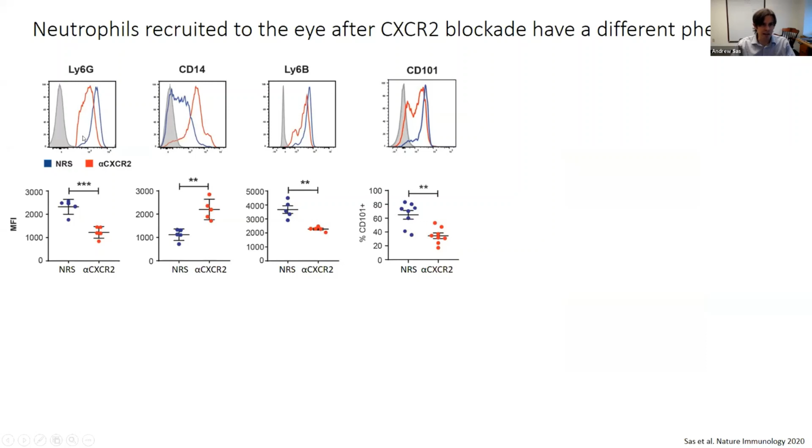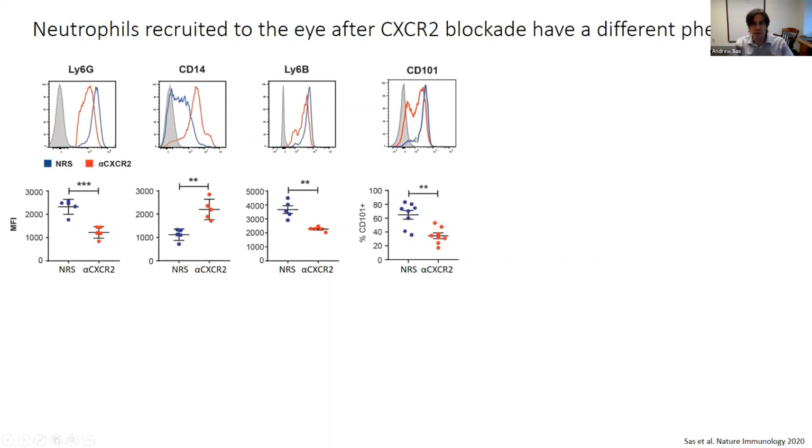We found that the neutrophils in the mice treated with the anti-CXCR2 had lower Ly6G expression. They expressed CD14, which is a toll-like receptor 4 co-receptor classically found on monocytes, not normally on neutrophils. But our immature-looking neutrophils in the anti-CXCR2 treated mice had high expression of CD14. They had slightly lower expression of Ly6B, another neutrophil marker, and a large proportion of them were CD101 negative.